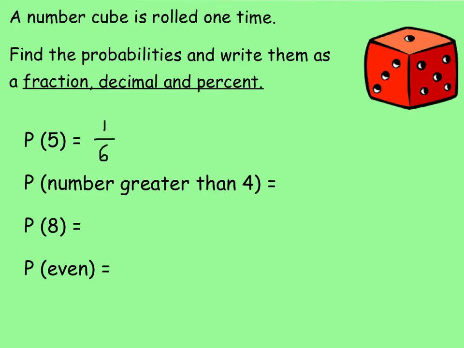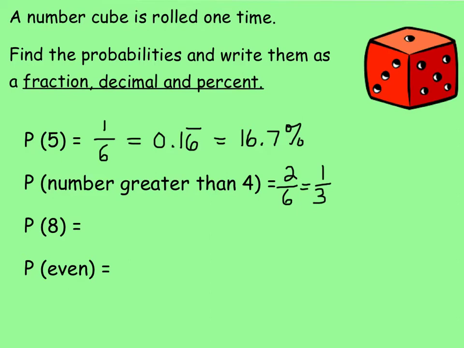Now we also need to write this as a decimal, so we take 1 and divide by 6. That equals 0.16 with a repeating bar over the 6. And as a percent, this would be 16.7%. Next, the probability of rolling a number greater than 4. That would mean rolling either a 5 or a 6. So that's 2 out of 6, which is 1/3.